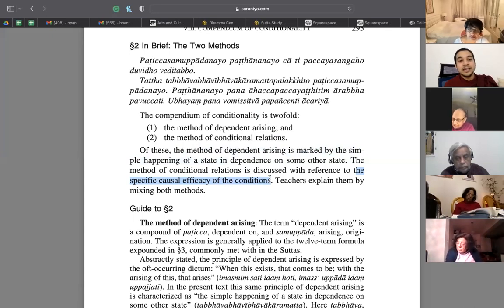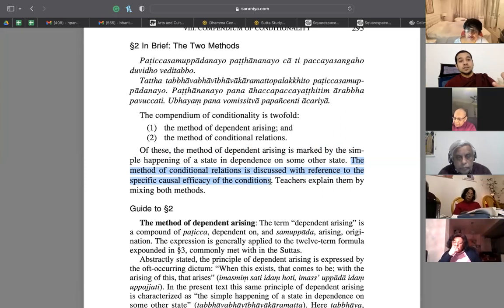We know in Paticca-samuppada, based on the powers of avijja and tanha, the whole Paticca-samuppada cycle revolves again and again. It happens. So the method of dependent arising is marked by the simple happening of a state in dependence on some other states. One after the other, the 12 cycles, the next one happens because of the one before it. The method of conditional relations is discussed with reference to the specific causal efficacy of the conditions.